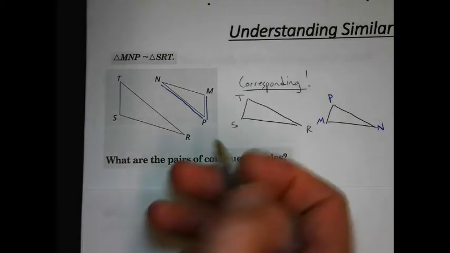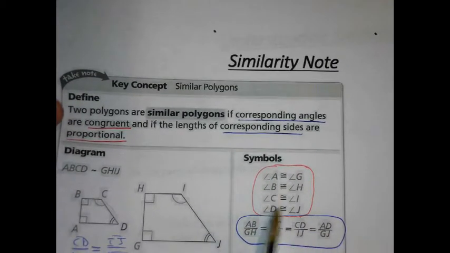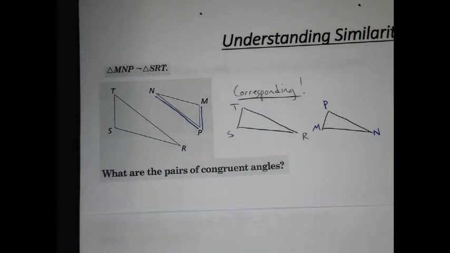So like the note said previously, corresponding angles are congruent, right? The corresponding angles are congruent. So we have to remember that for the note. So what are the pairs of congruent angles?